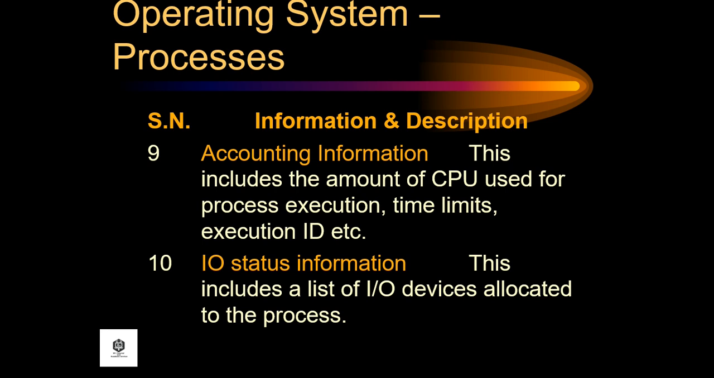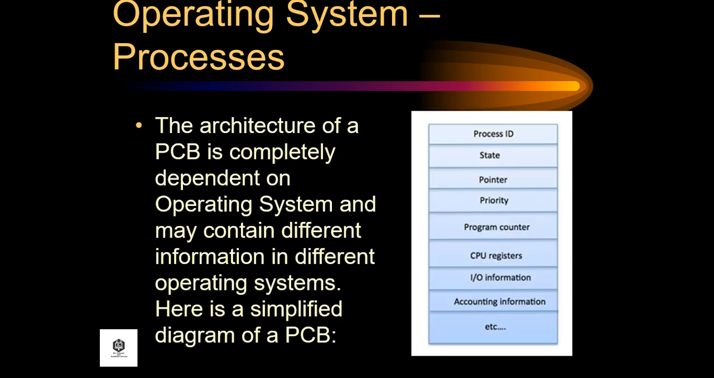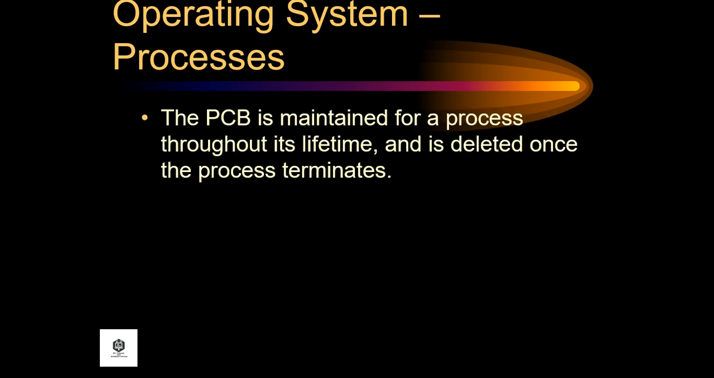Then the input-output status information. This includes a list of input-output devices allocated to the process. So the architecture of a PCB is completely dependent on the operating system and may contain different information in different operating systems. Here is a simplified diagram of a PCB. The PCB is maintained for a process throughout its lifetime and is deleted once the process terminates.